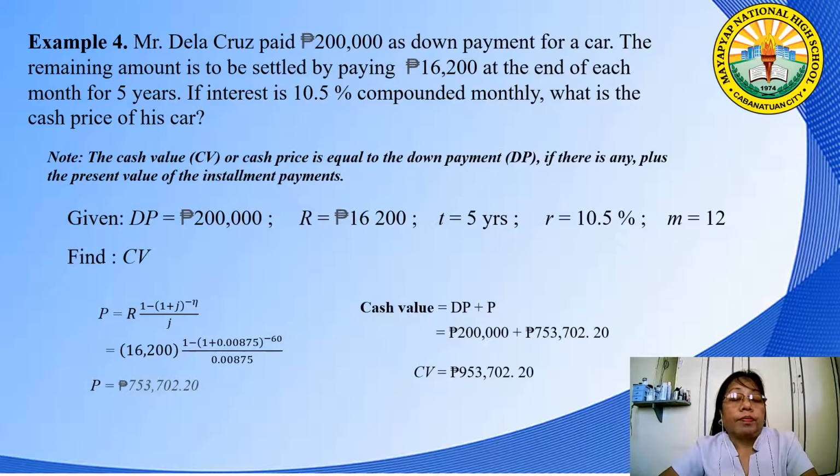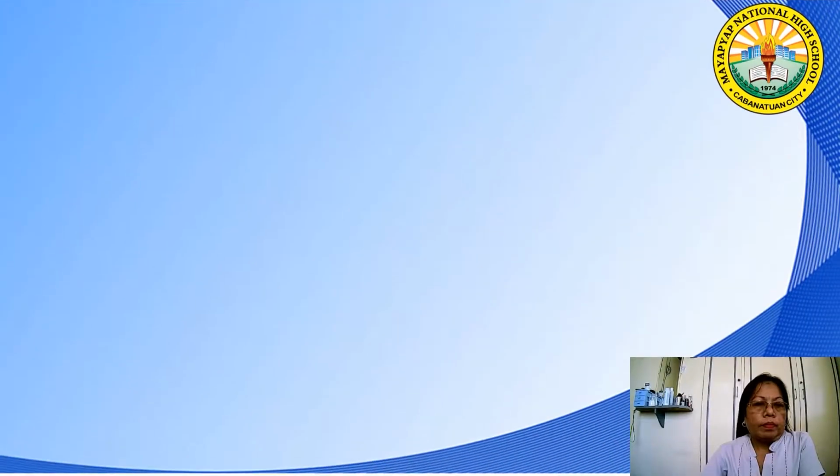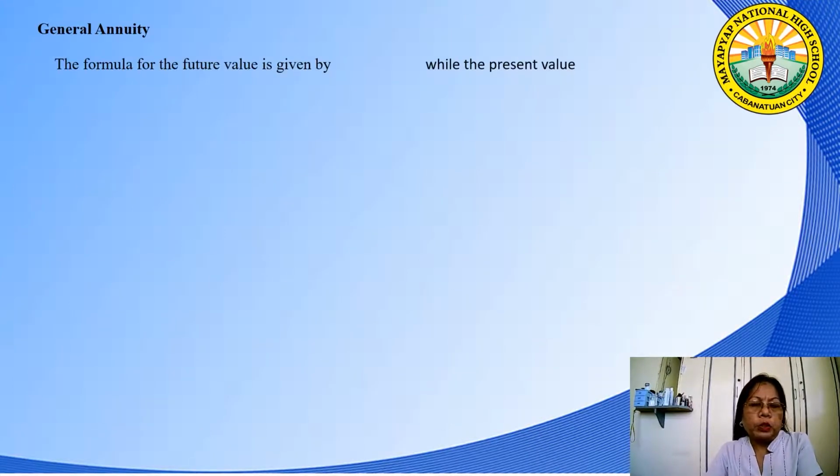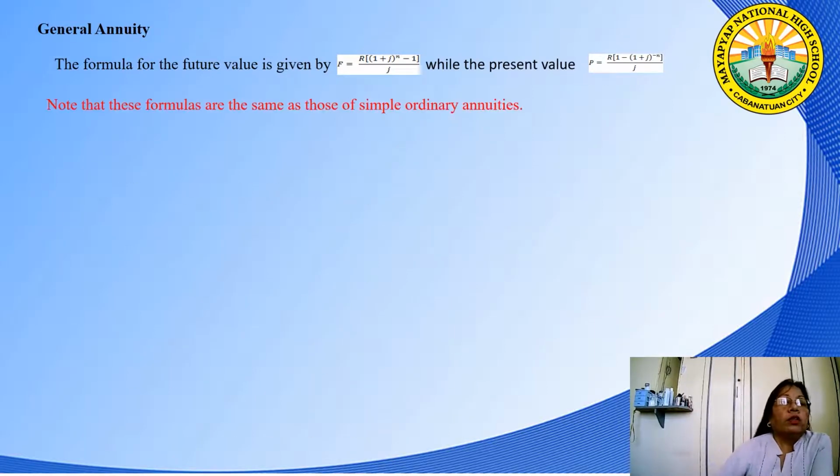For general annuity, the formula for the future value is given by F equals R times quantity 1 plus J raised to N minus 1 over J, while the present value is given by P equals R times 1 minus quantity 1 plus J raised to negative N all over J. Note that these formulas are the same as those of simple ordinary annuities. The extra step occurs in finding J.